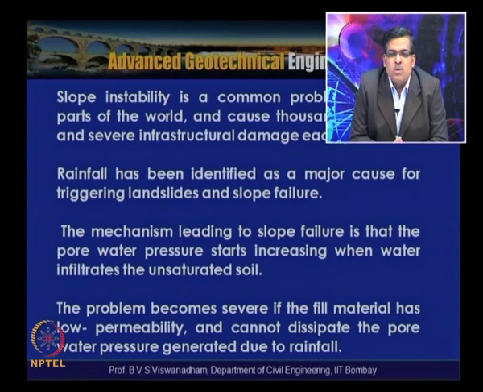The mechanism leading to slope failure is that pore water pressure starts increasing when water infiltrates into the unsaturated soil, where suction predominantly prevails, and that gets nullified. The problem becomes severe if the fill material has low permeability and cannot dissipate the pore water pressure generated due to rainfall. As we have seen in previous analysis, that can lead to low factors of safety.